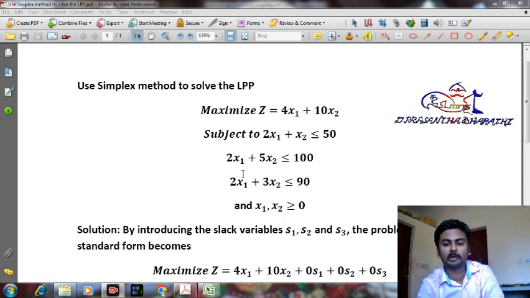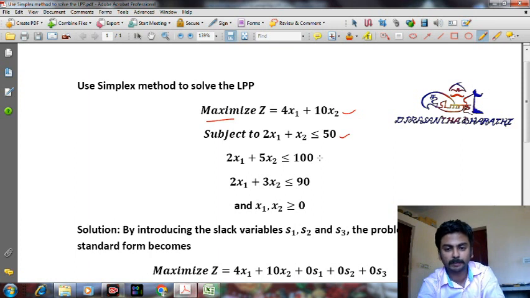Today we are going to discuss how to solve an LPP using the Simplex method with the help of Microsoft Excel. So the problem here is to maximize z equal to 4x1 plus 10x2 subject to the constraints 2x1 plus x2 less than or equal to 50, 2x1 plus 5x2 less than or equal to 100 and 2x1 plus 3x2 less than or equal to 90.